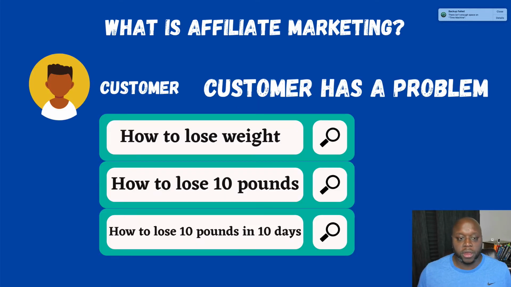So let's keep going here. As I mentioned, everybody's a customer at one point. They have a problem. They go to the internet like everybody when they have a problem. Maybe they use Facebook or Pinterest or Instagram or even Google search or even YouTube. You're here, you have a problem. You want to learn about affiliate marketing. And so a customer starts searching for stuff. They search for things like how to lose weight, how to lose 10 pounds in 10 days, how to lose 10 pounds. What is affiliate marketing? How do I get started with affiliate marketing? These are all searches that customers make.